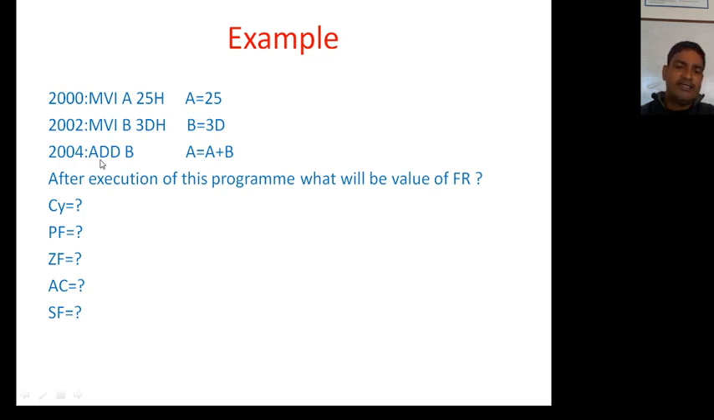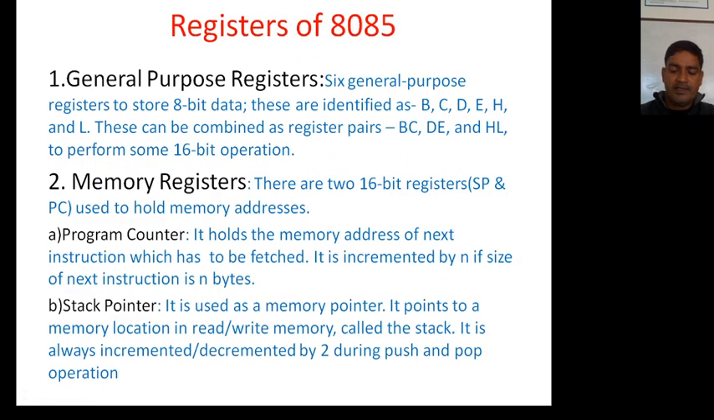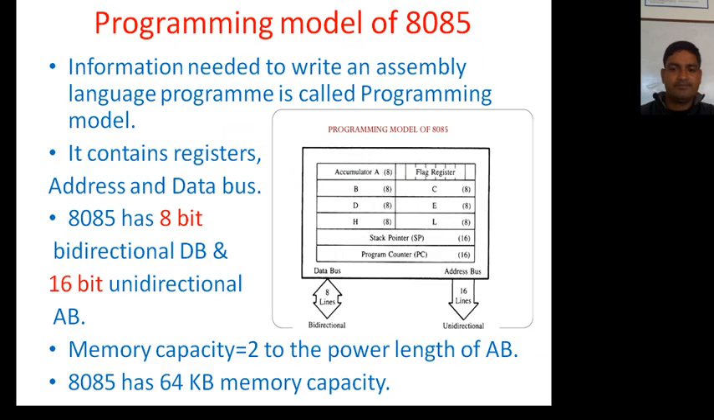Then what things do we need? Registers. This is your address bus, you know the address bus is 16 bit, and this data, 25 and 3D, is data. So the programming model is nothing but registers plus data bus plus address bus. These are your different types of registers, this is your data bus, and this is your address bus.